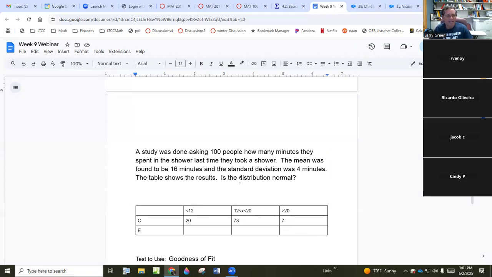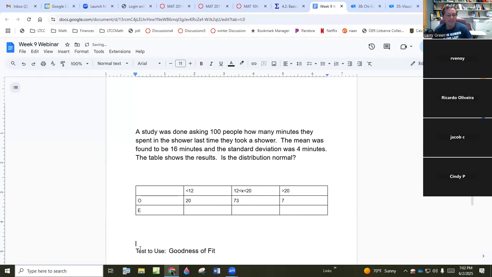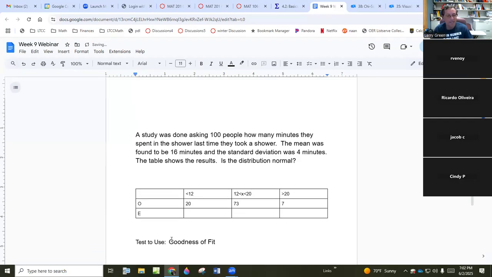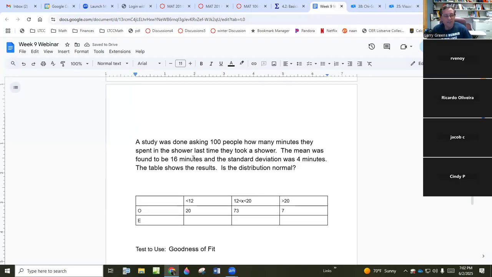All right. So what I'm going to do now is find the observed and find the expected. This is going to be a chi-squared goodness of fit test because the distribution that we know is the normal distribution. We want to see if the distribution of shower time fits the normal distribution. Does that make sense? And the observed was 20, 73, 7.